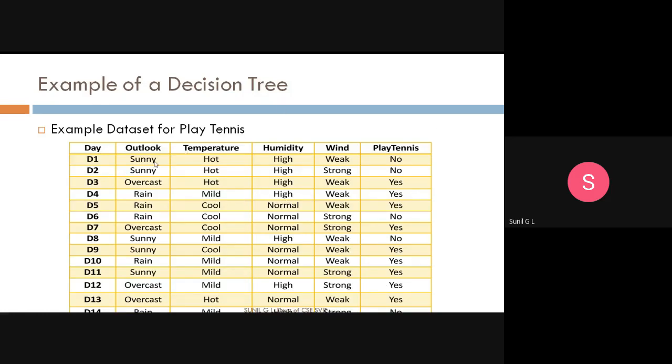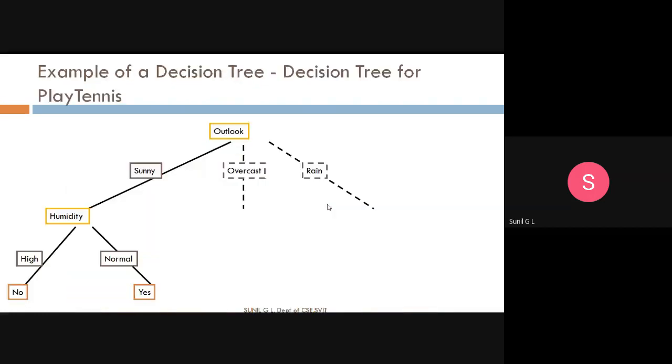Here, outlook is sunny, temperature is hot, humidity is high, wind is weak, then we don't play tennis. When outlook is overcast, temperature is hot, humidity is high and wind is weak, then we will play tennis. For this also we will construct a decision tree. Here we have 14 data samples.